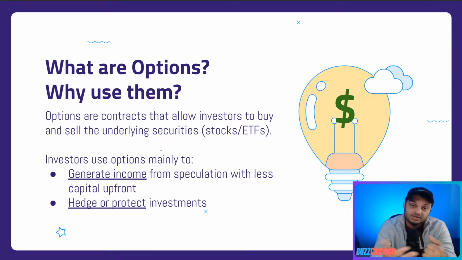And then to hedge or protect your investments. If you own a lot of shares and you believe the stock might see a sharp decline in price, you can always buy an option contract to protect your investments, or hedge, essentially reducing loss in the event of a sharp decline in price. And I'll show you a lot of detailed examples later in the video.